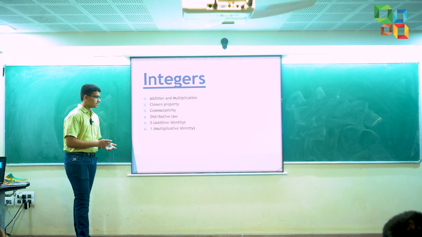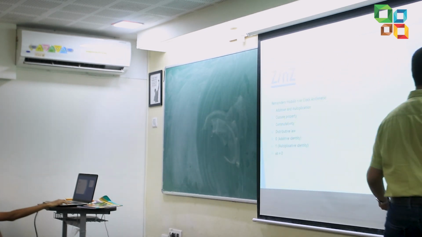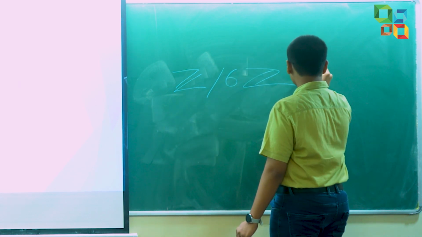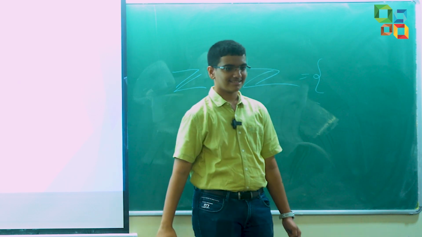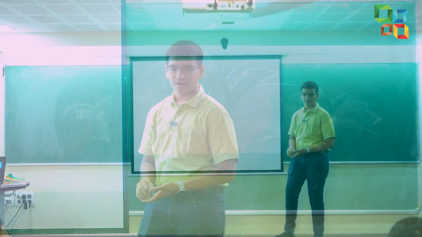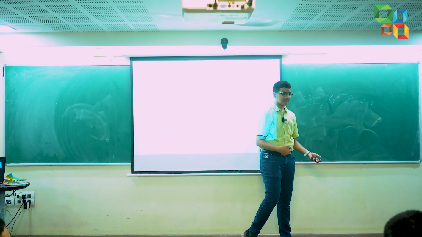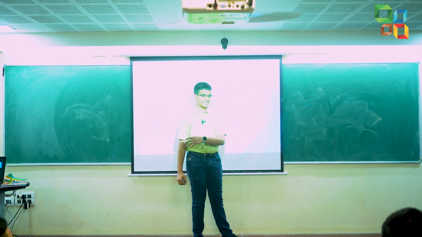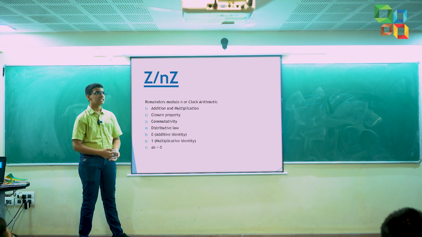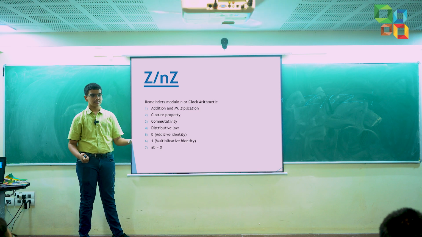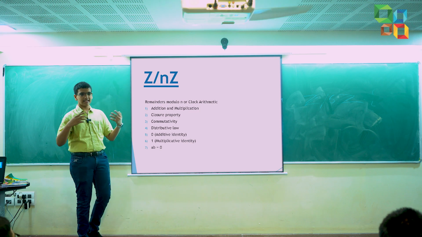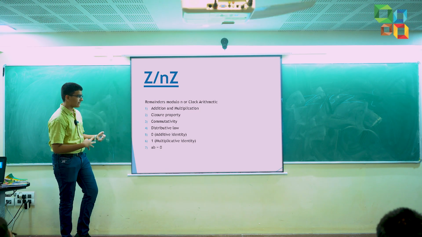We saw Z mod nZ, which was, let's see if you remember. Can you tell me what Z mod 6Z is? 0, 1, 2, 3, 4, 5. Yeah. Then what's Z mod 7Z? 0, 1, 2, 3, 4, 5, 6. Yeah, okay. This is how you can add stuff. In Z mod 6Z, what's 5 plus 6? It's 5, because it's 11 and the remainder is 5.